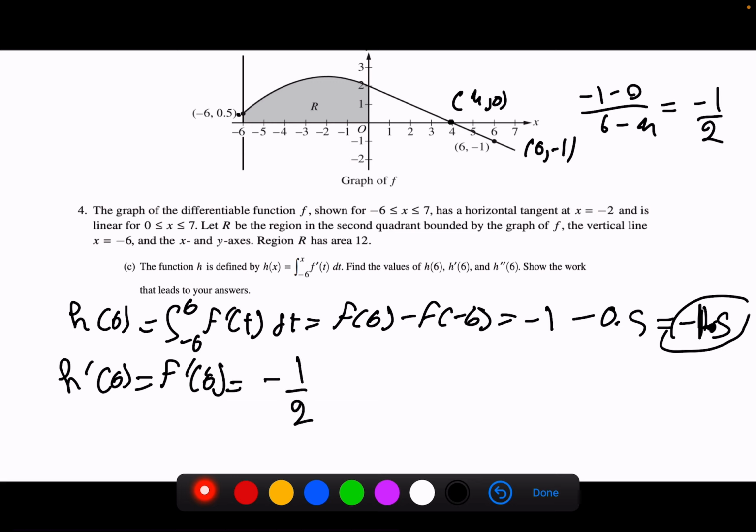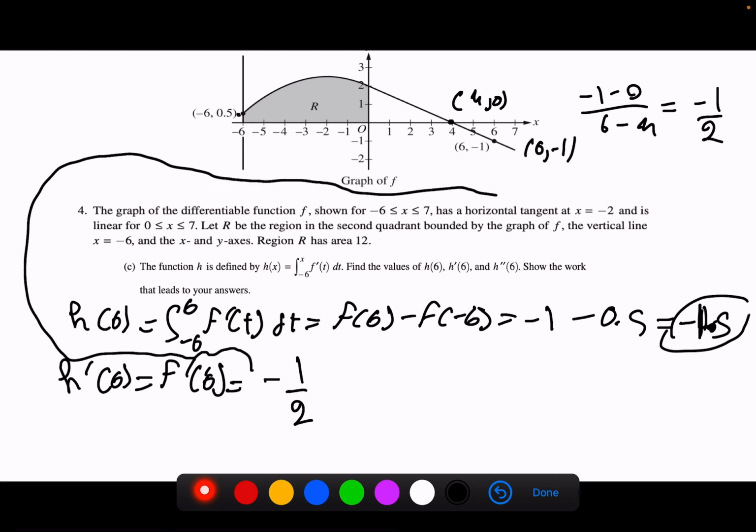I don't know if I should show my work, but let me just point a big arrow all the way here. Now, if we move on to the third part, h double prime of 6, again by the fundamental theorem of calculus, h double prime of 6 is f double prime of 6. And how would I be able to find that? That is a bit of a trickier one. So let's see.